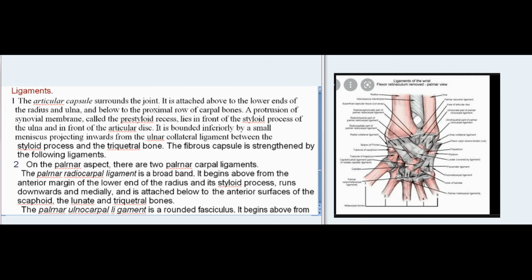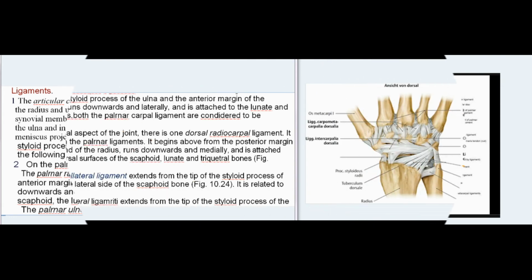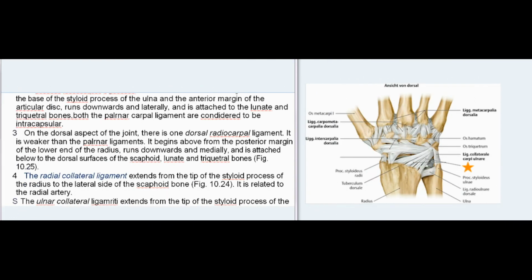2. On the palmar aspect, there are 2 palmar carpal ligaments. The palmar radiocarpal ligament is a broad band. It begins above from the anterior margin of the lower end of the radius and its styloid process, runs downwards and medially, and is attached below to the anterior surfaces of the scaphoid, the lunate and triquetral bones. The palmar ulnocarpal ligament is a rounded fasciculus. It begins above from the base of the styloid process of the ulna and the anterior margin of the articular disc, runs downwards and laterally, and is attached to the lunate and triquetral bones. Both the palmar carpal ligaments are considered to be intracapsular.